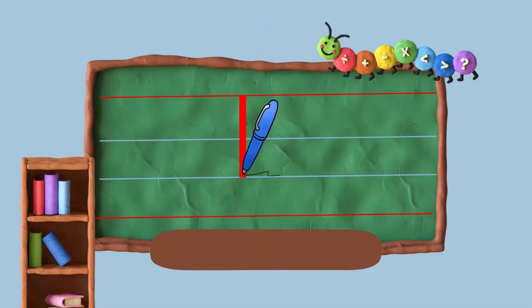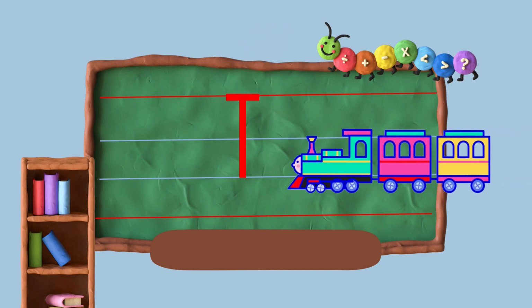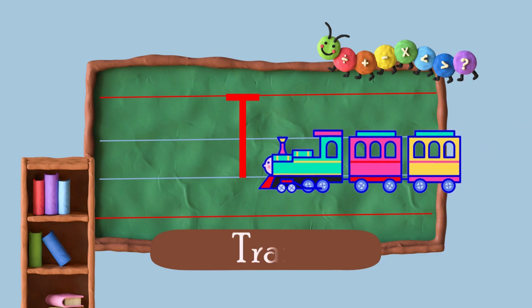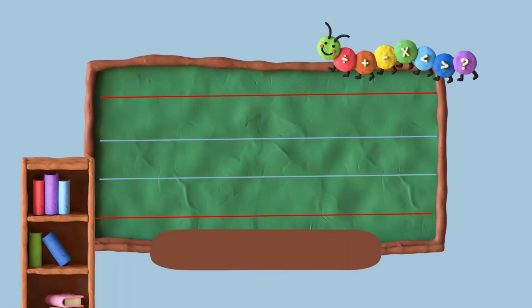Draw a standing line and upper sleeping line. Makes the letter T. T for train. Draw a standing line towards down. Make a curve. Now draw a standing line towards up. Makes the letter U. U for umbrella.